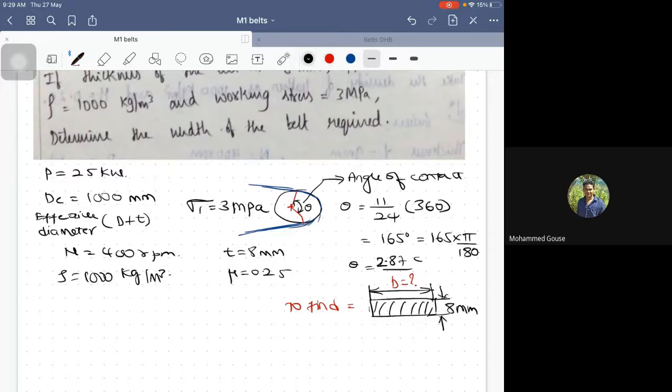So what is our first basic step? Everyone, what is our first basic step in belts? What should we do first? What is our first step? To calculate V and check whether we should consider the value of T_C or not. So for that, calculate the velocity of the belt.